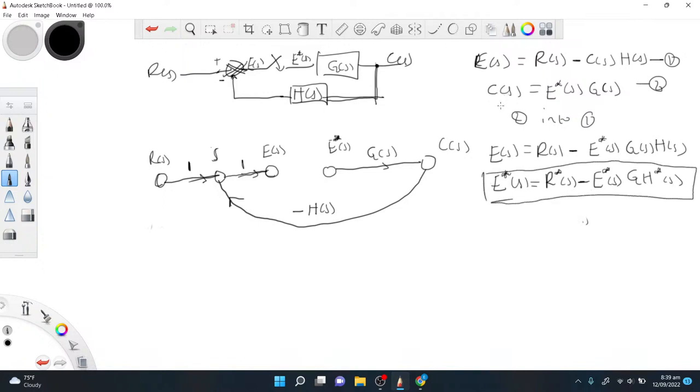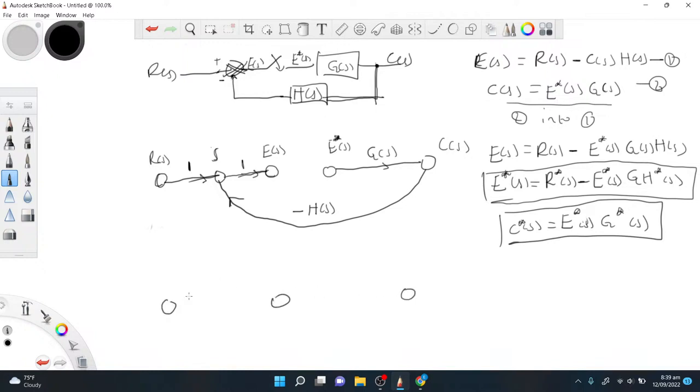Now let's find C star. We already have this. So C star of S will be given as E star of S, G star of S. So these two equations are what you use for your composite graph. So we have R star of S, E star of S, and then C star of S.